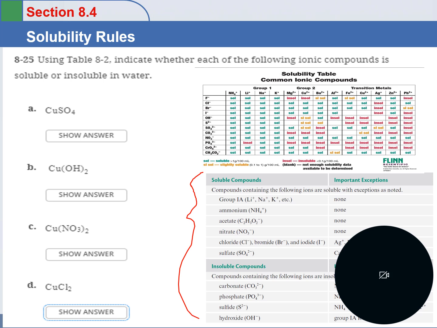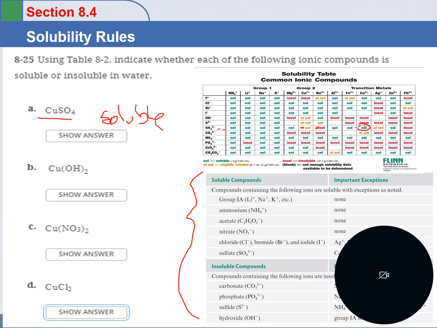Last time we used this chart. Let's try using the top chart this time. So we're looking for copper sulfate. So here's sulfate, and we just got to trace it over to copper, which is right here. So that is soluble.